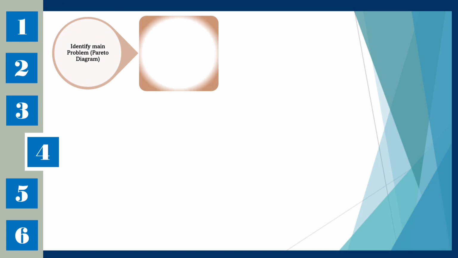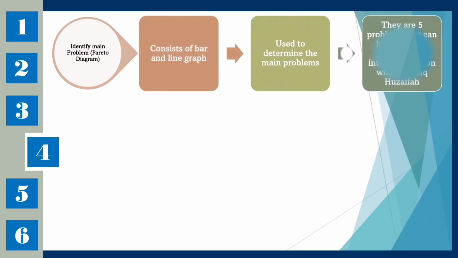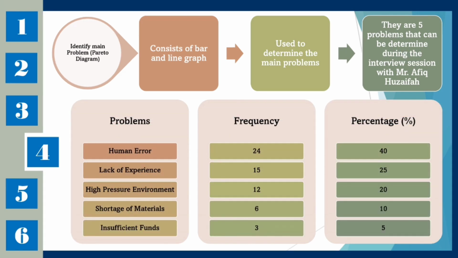Next, we must identify the main problems by using a Pareto diagram. A Pareto diagram consists of a bar and line graph. So, a Pareto diagram is used to determine the main problems that occur in companies or any organization. According to the interview session that was held with Mr. Afiq Huzaifa, there are 5 problems that occur in Jabil company.